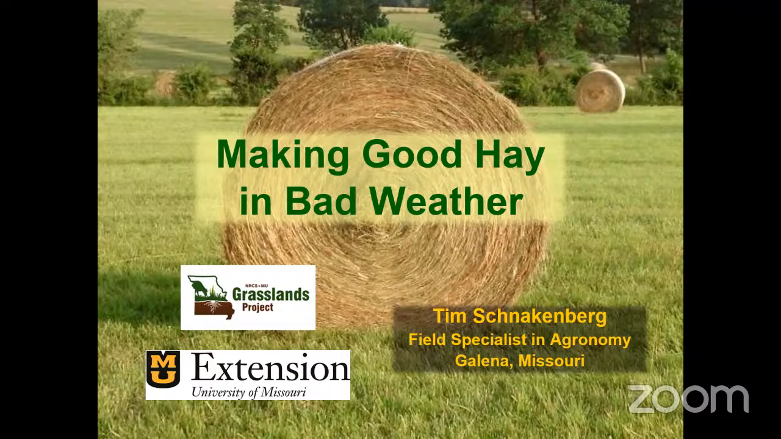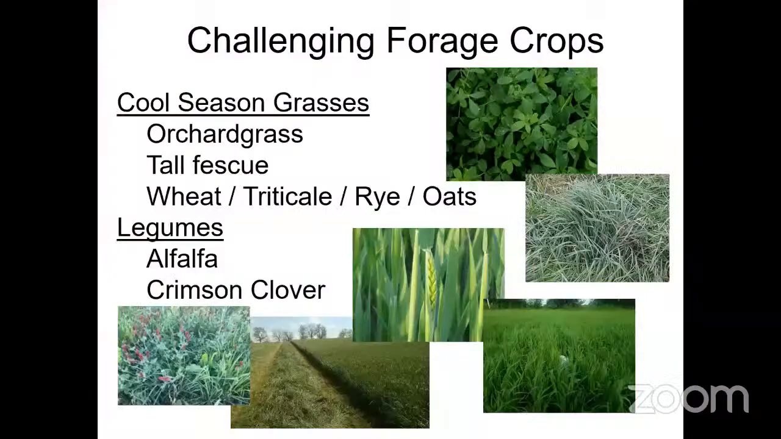And so these are real issues that we deal with if you're trying to cut specifically things like alfalfa and orchard grass and tall fescue, and certainly the cereal crops that were planted last fall, triticale and rye and wheat, even crimson clover. Those are challenging forage crops to get harvested on time to get the greatest both production but also quality without having to deal with the mold issues.